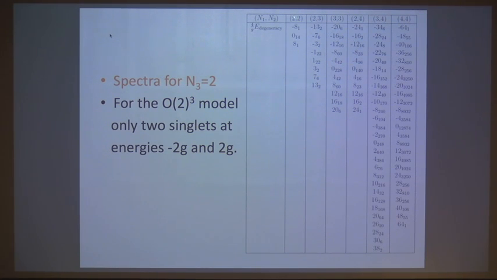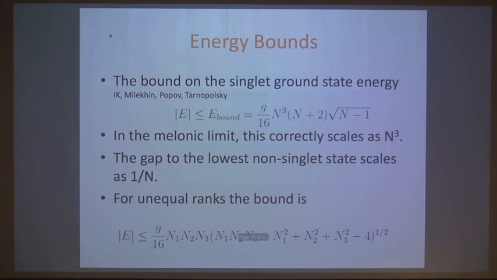You see the 2-2-2 model is very, very trivial. There is just one state here, the ground state and its mirror, and the rest are zero energy. Here you already see these large degeneracies, but the ground state is still a singlet. So what gives us confidence that this will become SYK-like when you increase N?